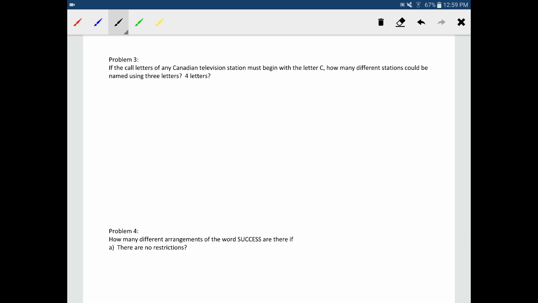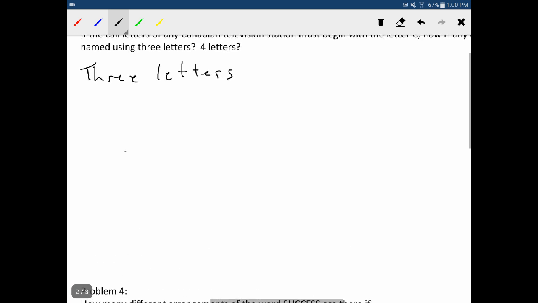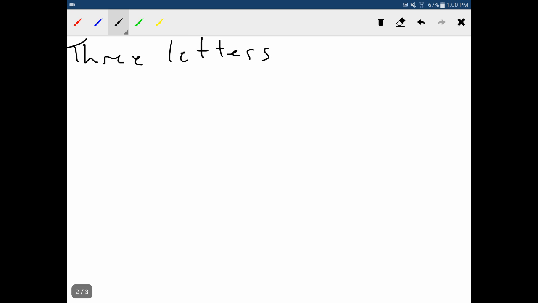Okay, and so this next one's a fairly straightforward problem. But this is actually one that people will often make mistakes on. Okay, and I'll tell you why. So first of all, the call letters of a Canadian television station must begin with the letter C. Okay, so the question is, how many different stations could we have if we use 3 letters? And then we'll do 4 letters after, but let's just start with 3 letters. So 3 letters. Okay, 3 letters. So we've got 1, 2, and 3.